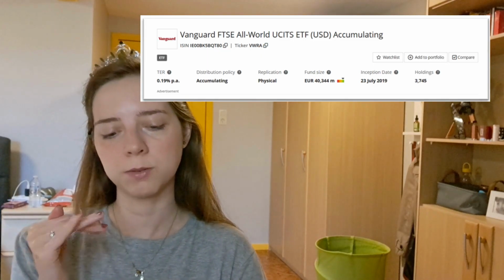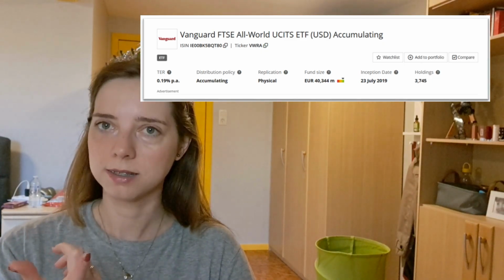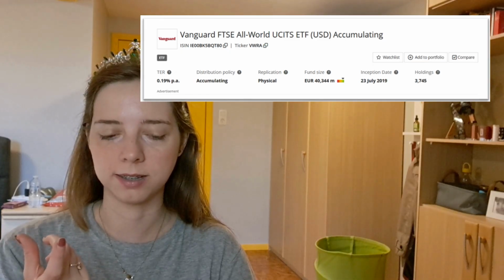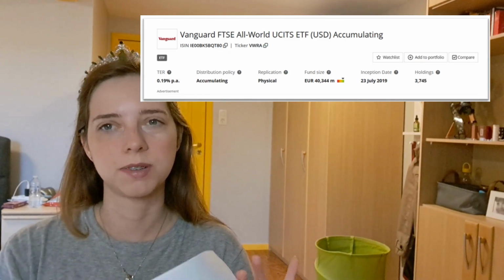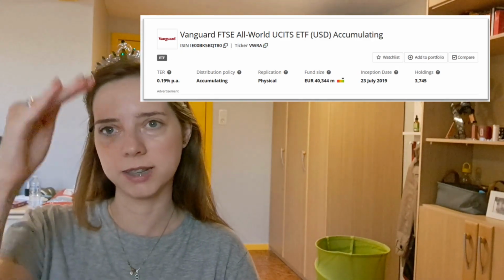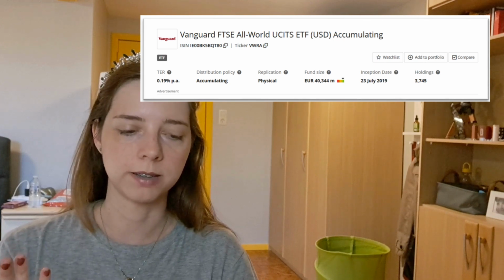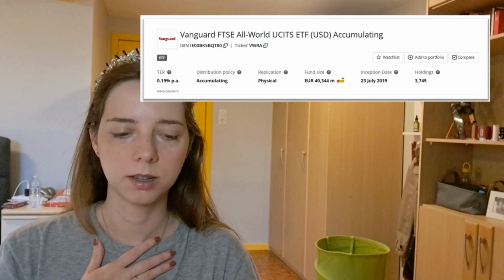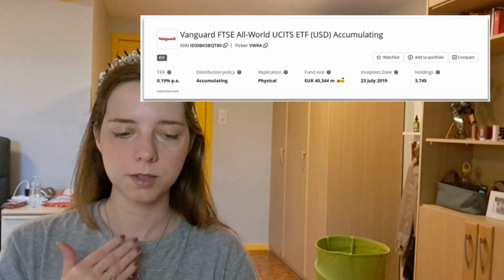Then below that we have the TER, which is some type of tax that you have to pay on this ETF. I'm not sure if it's a tax, but it's some kind of fee for sure that you have to pay. So you want this percentage to be as low as possible. I feel like 0.90% is quite good. Then next to it we have the distribution policy, which is accumulating.